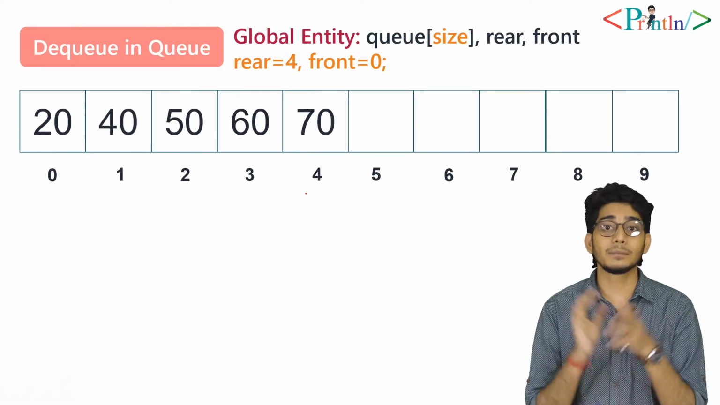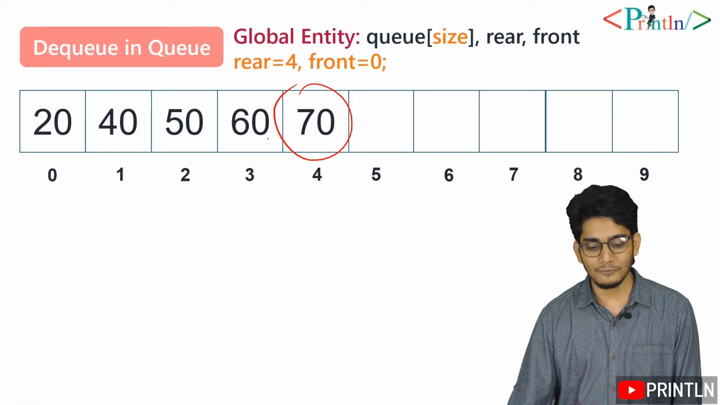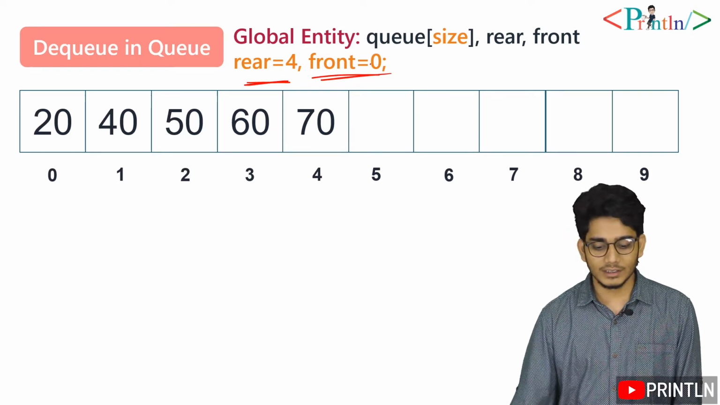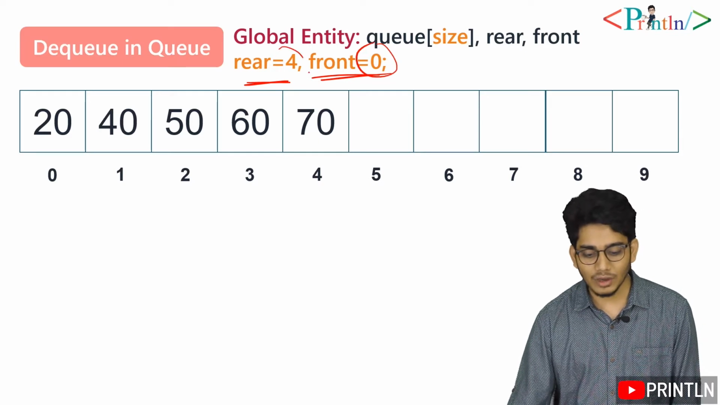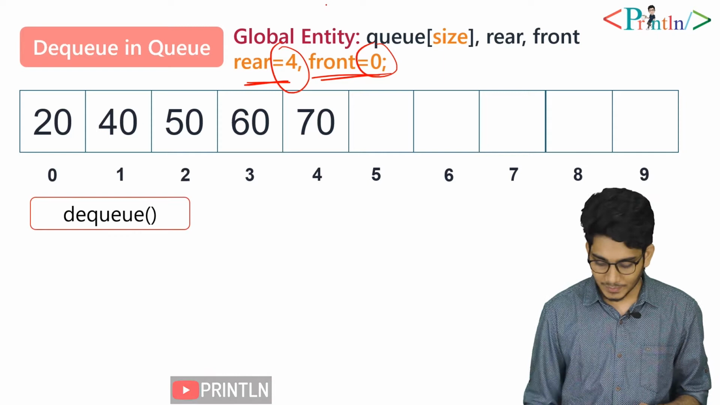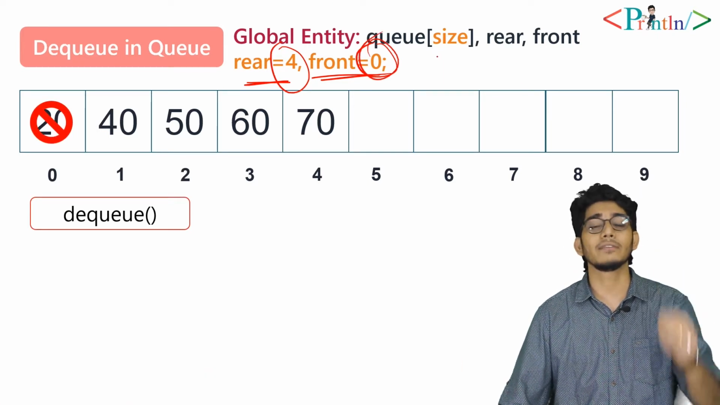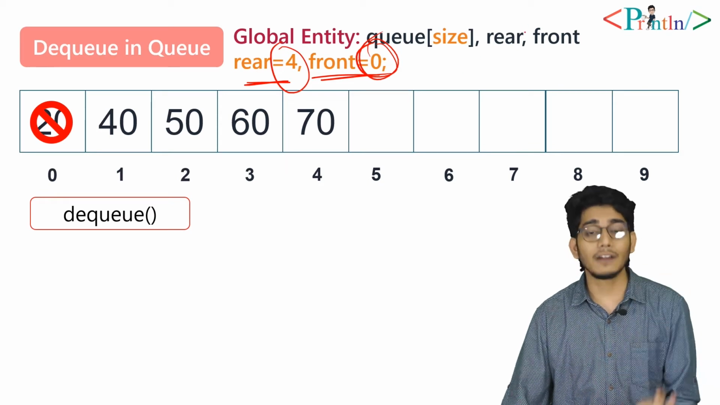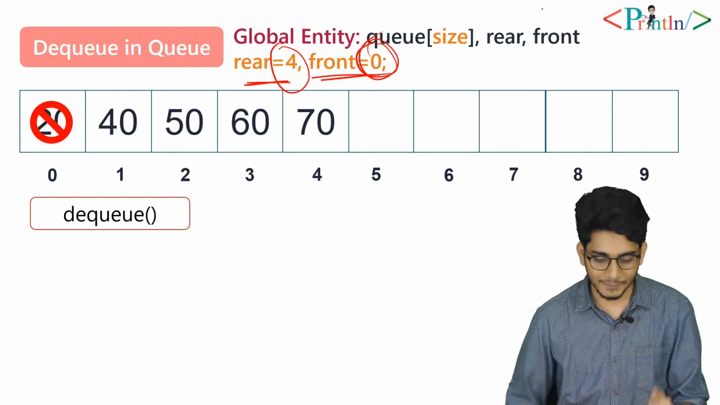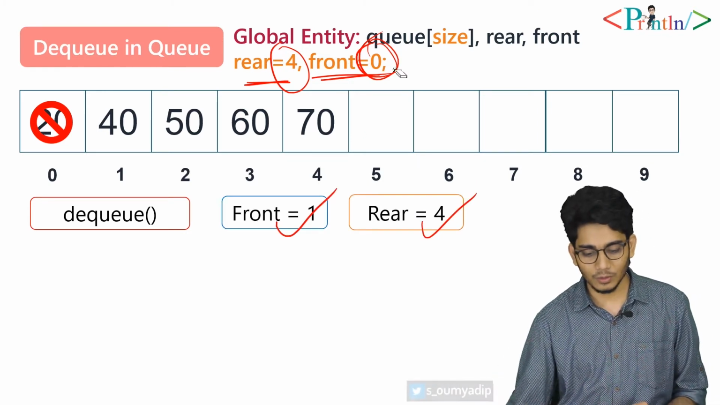Now we'll see how we can perform that. How many values do we have here? We have 5 values. What is the value of the rear and the front initially? The front is 0 and the rear is 4. If we perform the dequeue operation, at first it will increment the front counter. Initially the front is 0. After performing dequeue, the front will be 1. So you can see that front is 1, rear is 4.